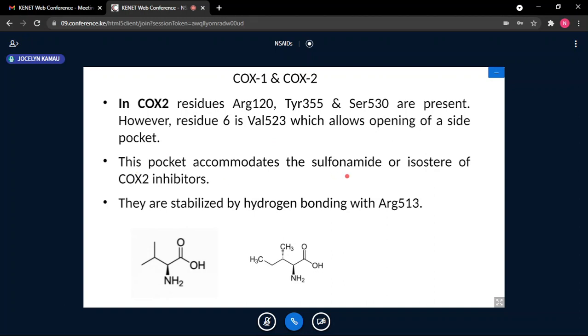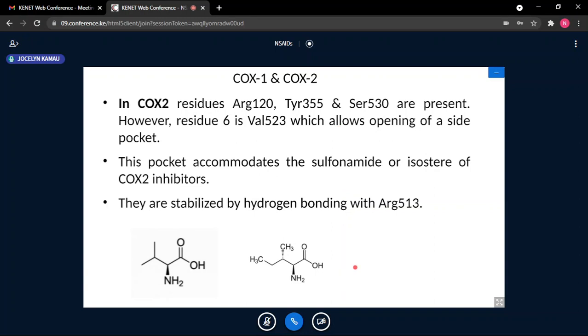As I said, the selective COX-2 inhibitors or selective inhibitors have a sulfonamide. We will see either they will have a sulfonamide or they will have a methyl sulfone. So they have a rigid group. I hope you can remember the structure of a sulfonamide. The structure of a sulfonamide will have NH2 joined to a sulfur, and the sulfur has a double bond O and a double bond O. That is what we call a sulfonamide.